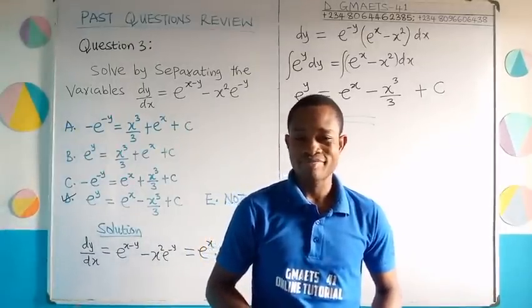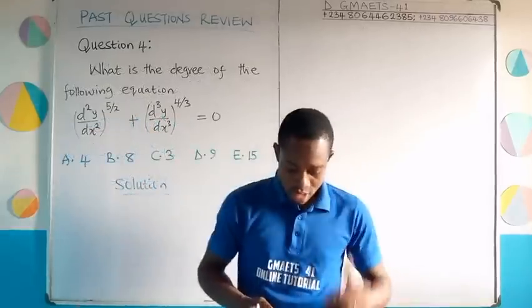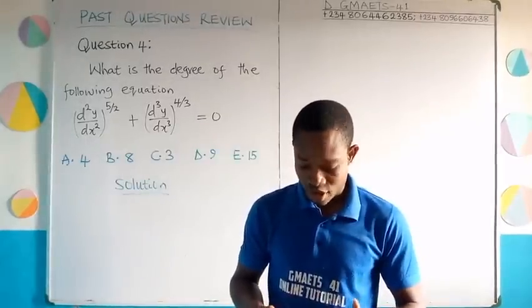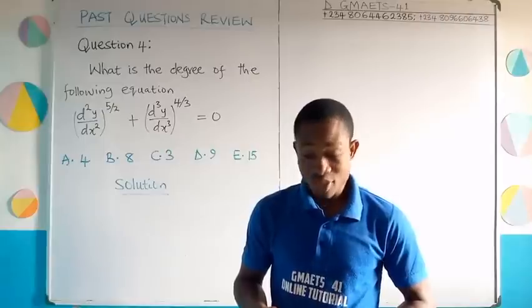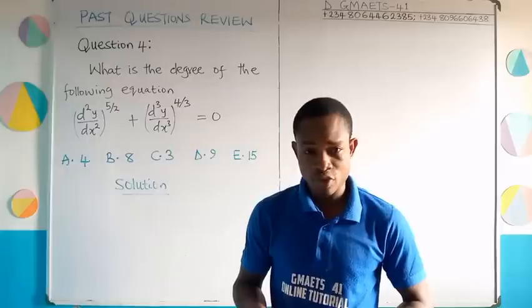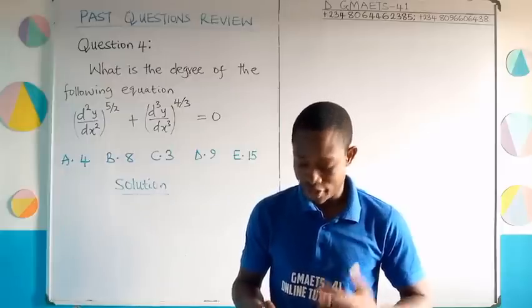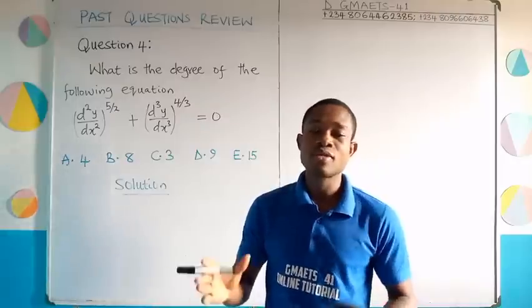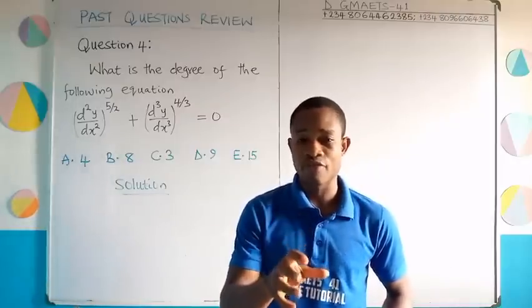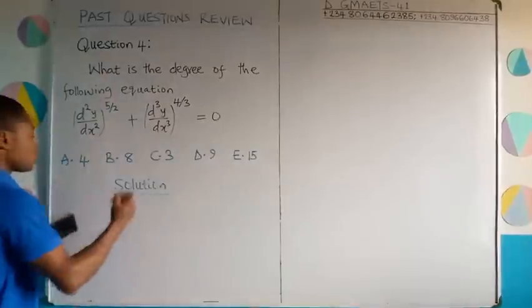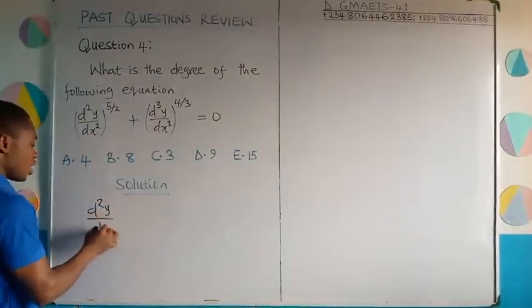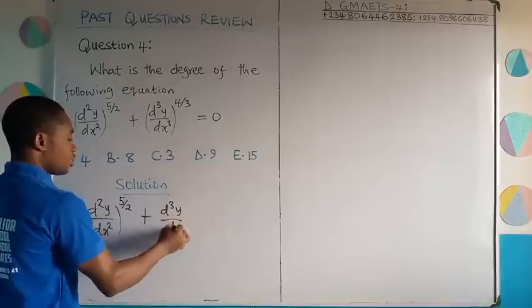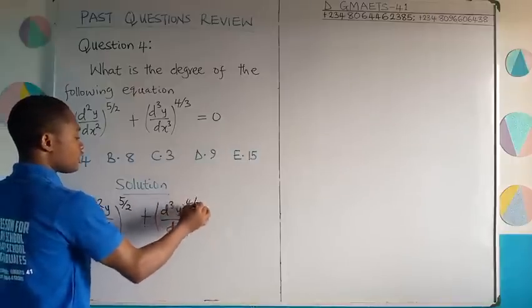Question number 4. The last question in this episode reads, what is the degree of the following equations? The 2y d squared x raised to the power 5 over 2 plus the 3y d cubed x raised to the power of 4 over 3. So our interest in this question is simply to determine the degree of the given differential equation. Looking at the question given to us, this is the differential equation, the 2y d squared x, and then the power is 5 over 2, added to the 3y d cubed x, and then the power is 4 over 3 equal to 0.